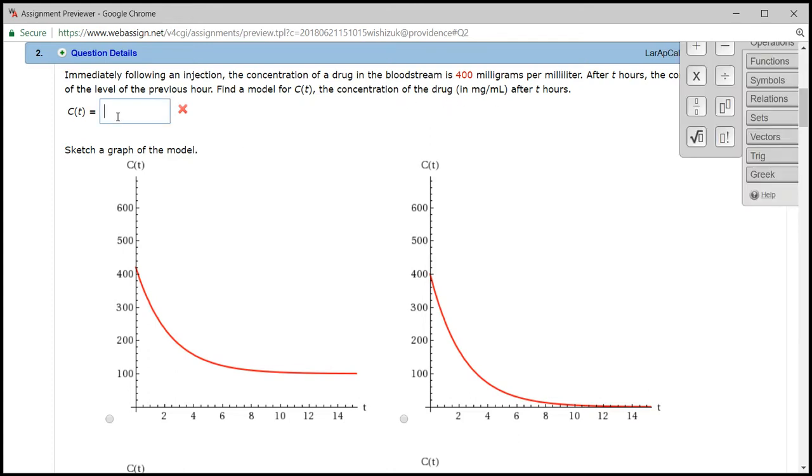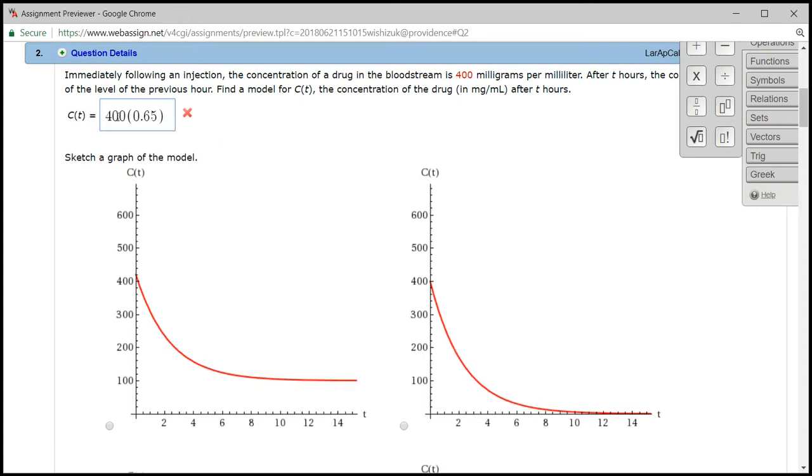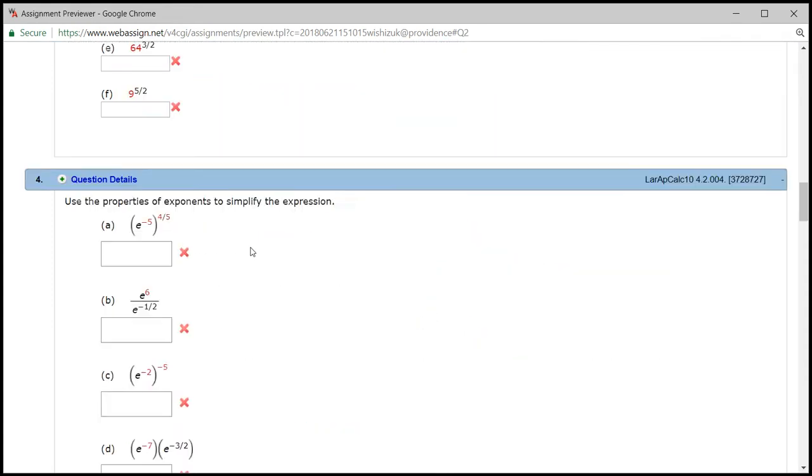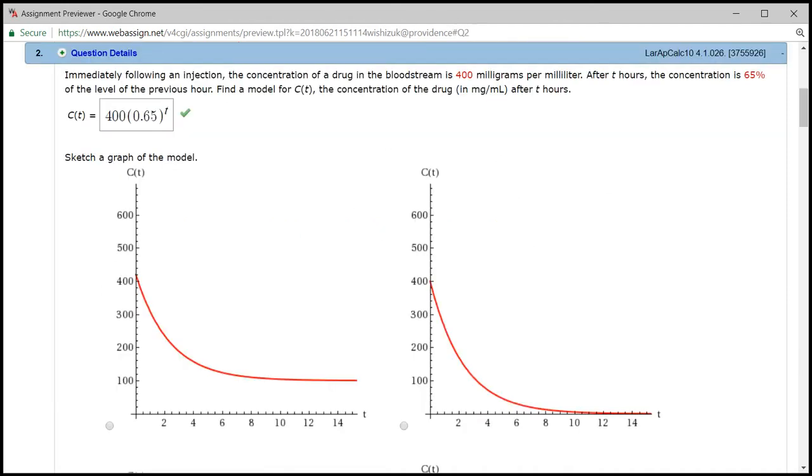So let's find that. Initially we have 400 milligrams, so we're going to put 400. Then every hour it becomes 65%, so I'm going to have 0.65 raised to the time t hours. So that's the formula. Let's check the answer. Submit for testing. I came back and it looks like we got that one correctly.